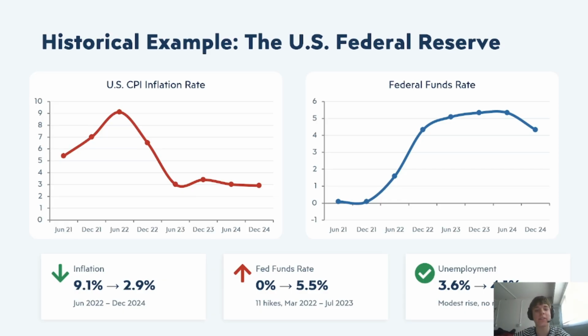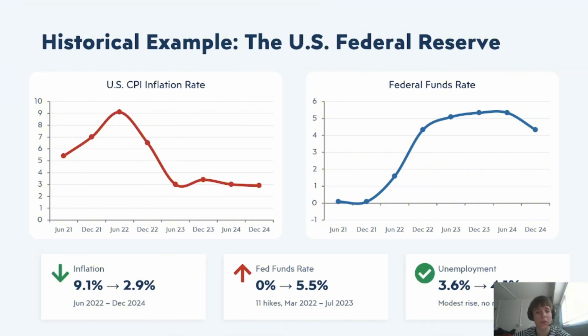The Fed raised rates 11 times, from near zero to 5.5%, between March 2022 and July 2023. On the left, you can see inflation peaking at 9.1% in June 2022 and steadily declining to 2.9% by the end of 2024. On the right, the federal funds rate rising sharply from 2021 to 2024.